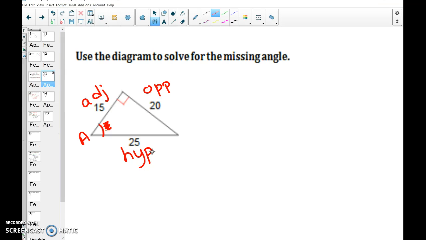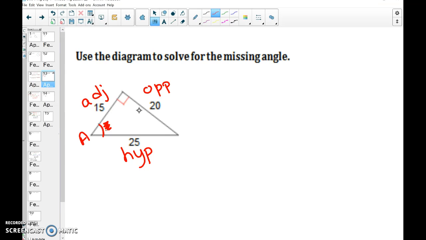Now some of you might be panicking because, oh my goodness, there are 3 sides. What do I do with 3 sides? Well, we're used to having 2 sides, but what's the benefit of having 3 sides? Take a second, think about it. Why is this a good thing? Why would this help me? Hopefully you're realizing that, because we have all 3 sides, I can do whatever trig function I want.